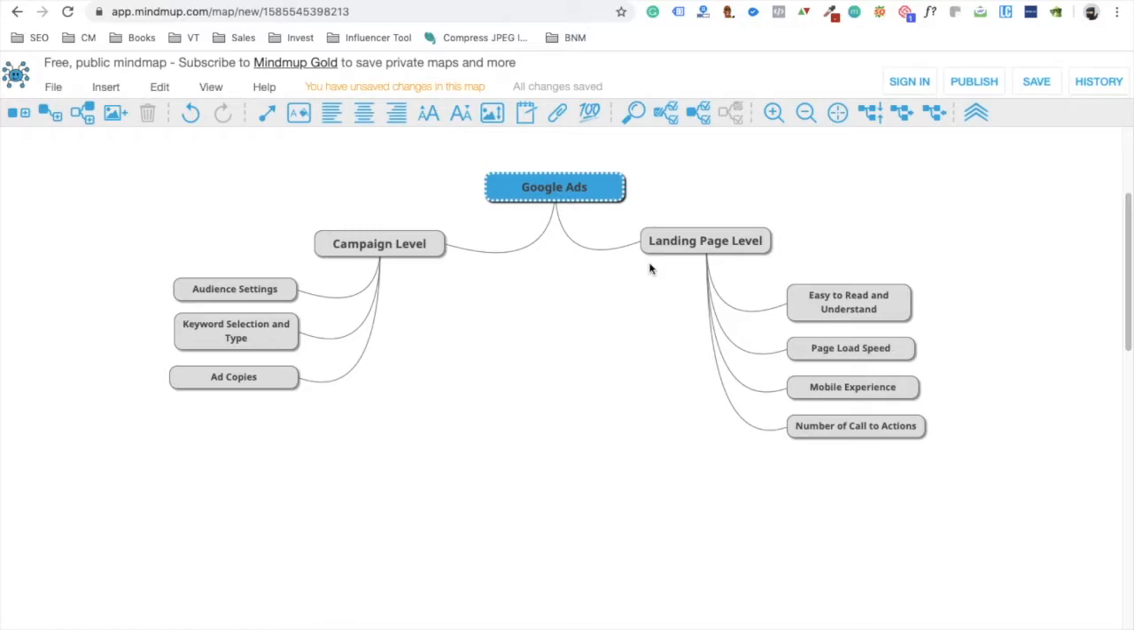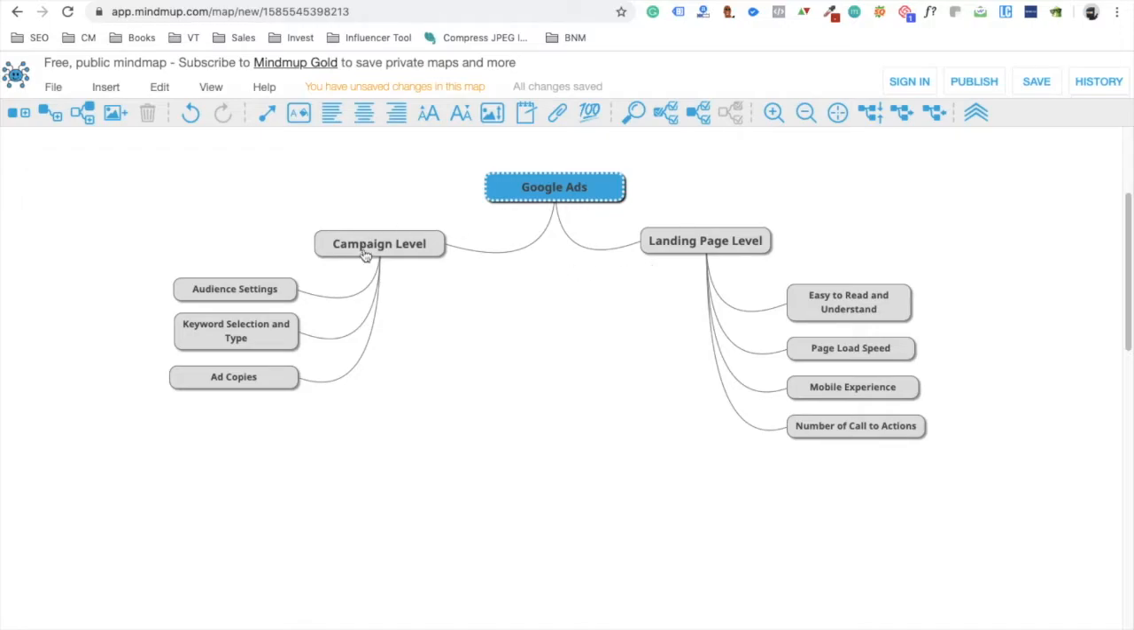Now, running Google Ads, you cannot say to a client that I'm only going to manage your campaigns, and you have to take care of your landing page by yourself. No, not at all. To get the best out of your campaigns, you need to also optimize the landing page and not just the campaigns. That is why I approach Google Ads on two levels, campaign level and landing page level, which have further sub points in them.